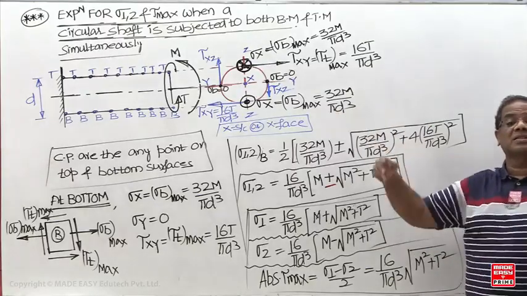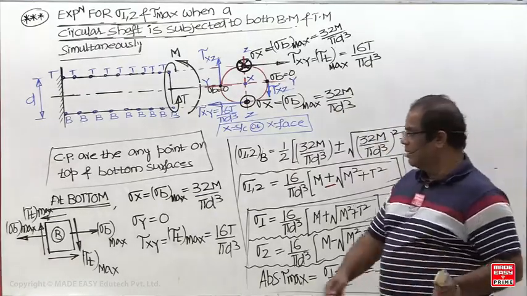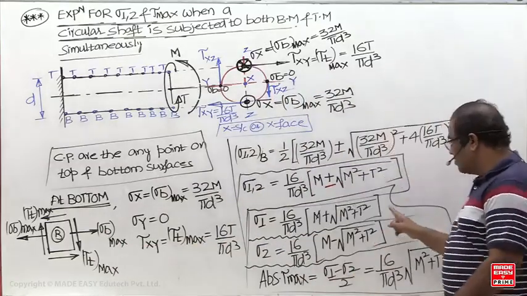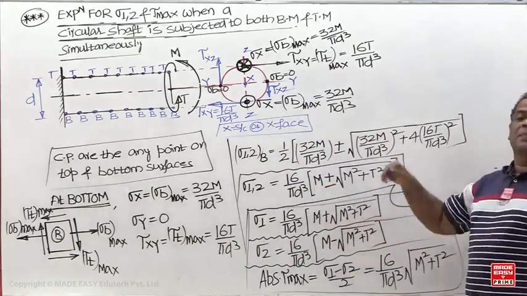And what is the maximum tensile stress now? 32 M by pi d cube on the cross section. But this value will be what? More than 32 M by pi d cube.